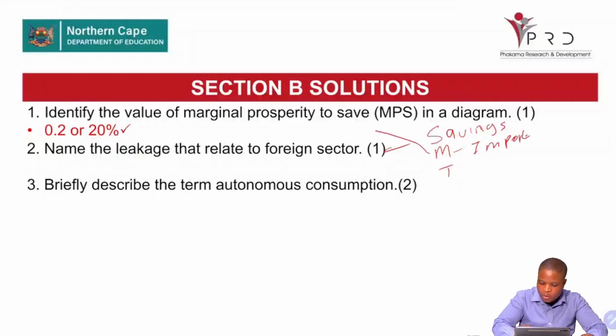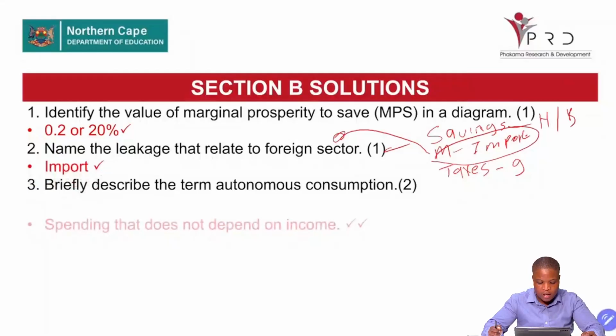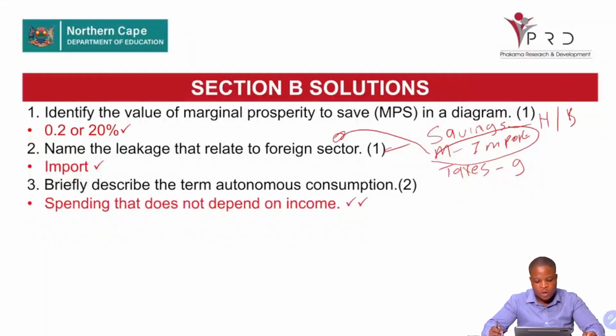So the foreign sector has to do with what? Import and export. Then you have T for taxes, which is related to government. Savings is related to households and businesses, meaning import will be related to the foreign sector. So that is the leakage that is related to the foreign sector. Briefly describe the term autonomous consumption. Spending without any income, meaning you can spend from your savings or your loan. It is spending that does not depend on income. The spending that is independent.